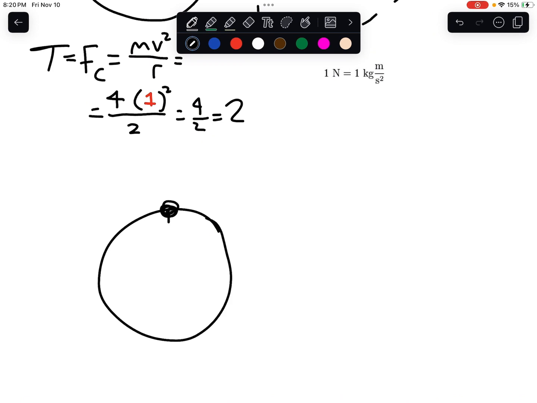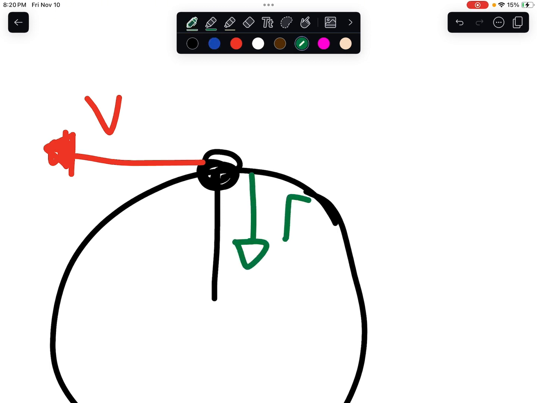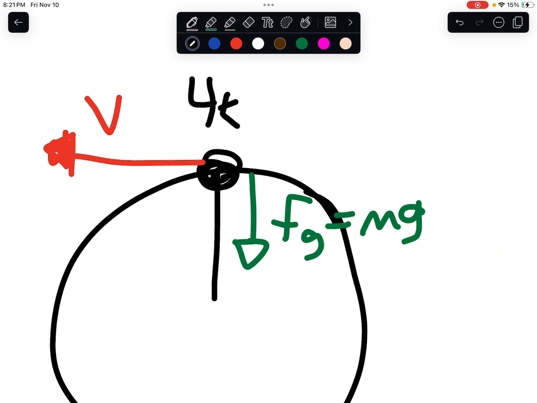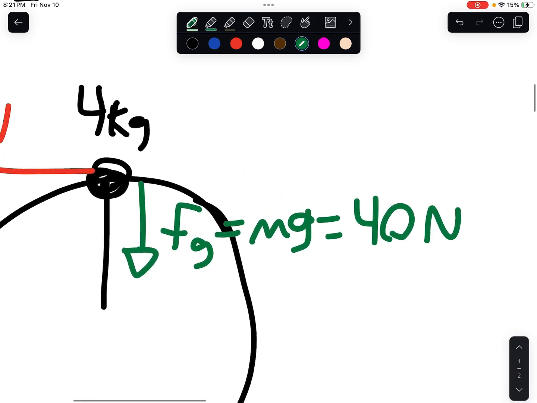We're still at the same problem, right? But now, in addition to this velocity, there's also going to be gravity. Force of gravity equals mg. Our m, we already decided, was 4 kilograms. So that force, let's just say it is going to be 40 newtons, because I don't want to do decimals right now.